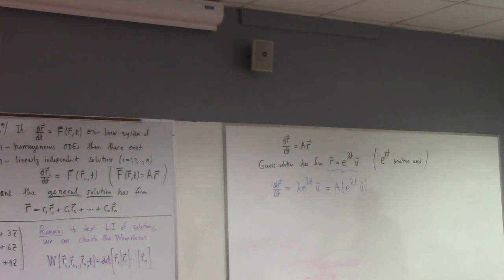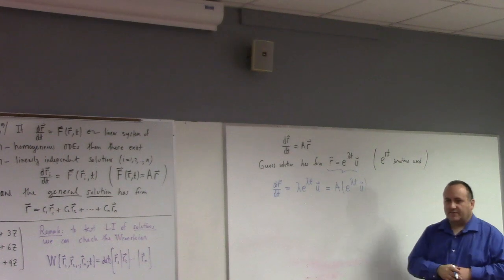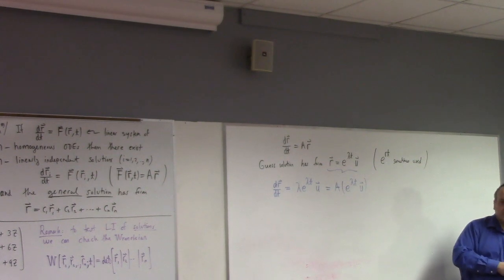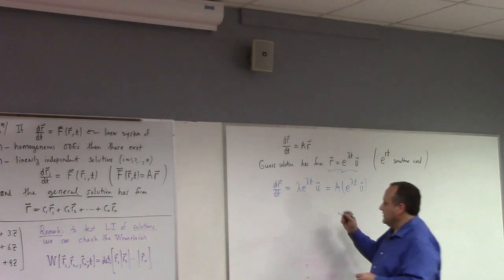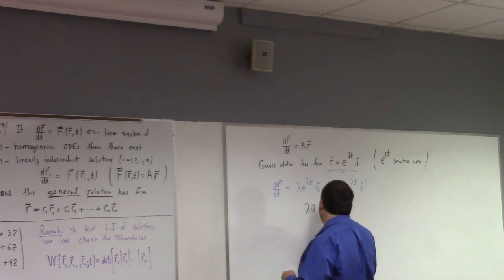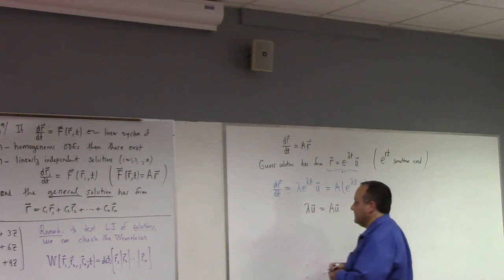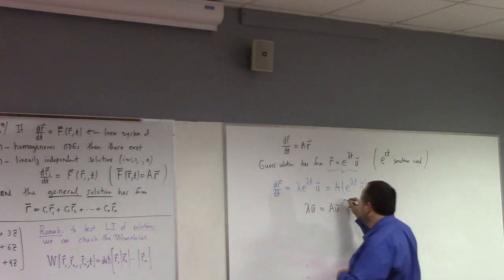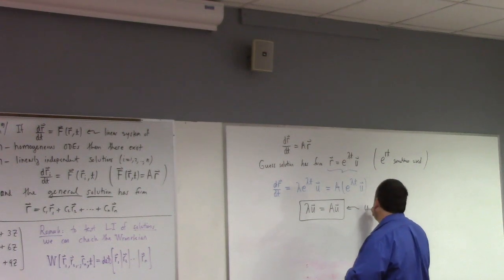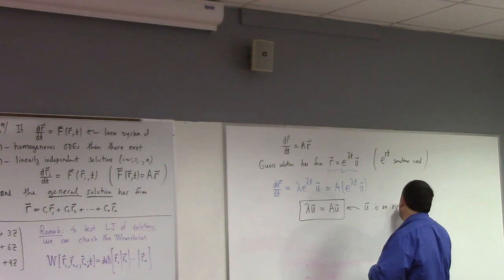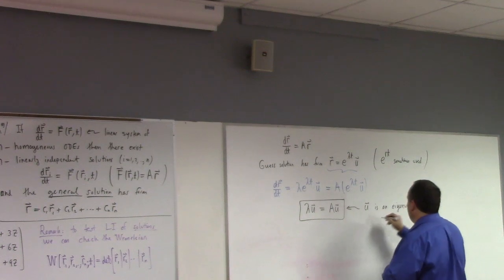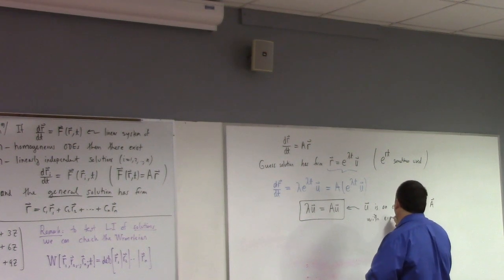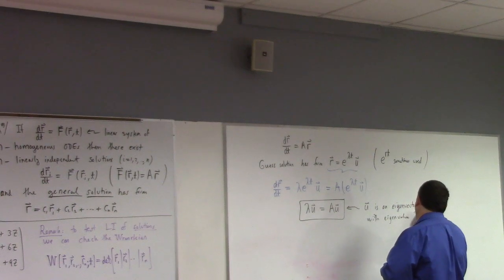So what does this mean? Well, e to the lambda t, is it ever 0? Search your heart. The answer is no. So we can divide by e to the lambda t without loss of generality. And this gives us the lovely equation lambda times u vector is equal to A u vector. I don't know if you know this or not, but this means that u is an eigenvector of A with eigenvalue lambda.